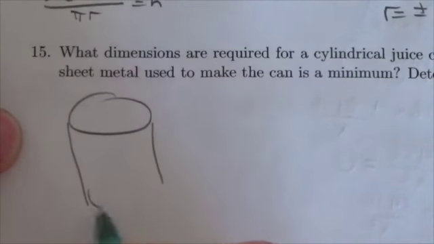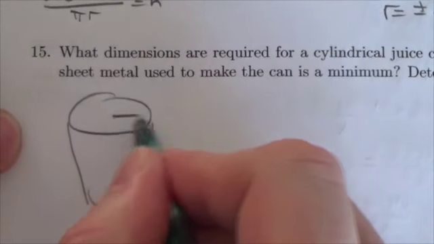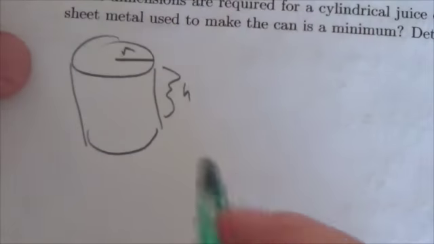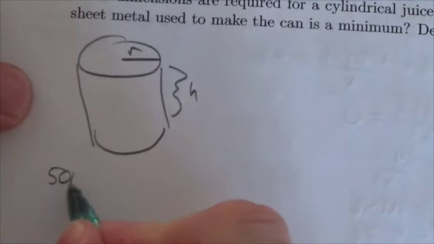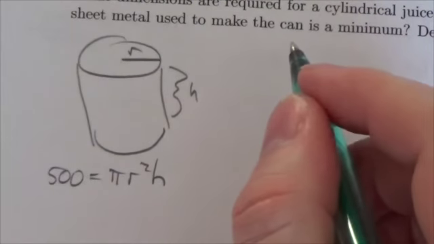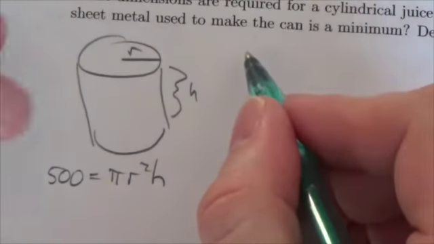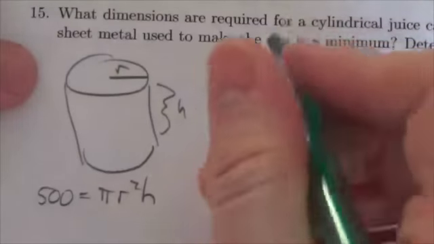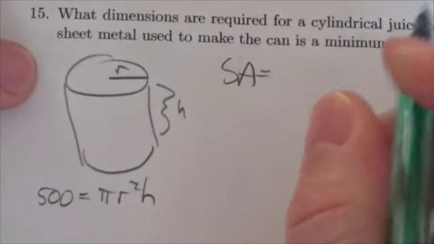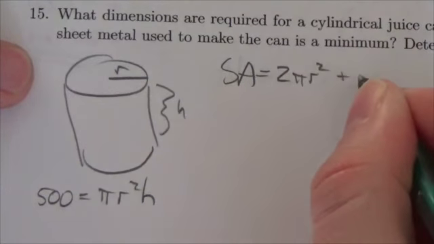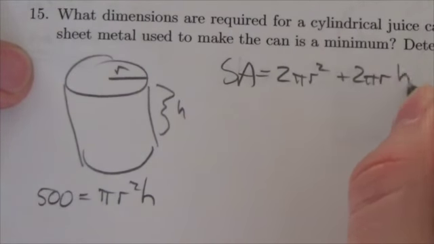But here again we've got our can, r and h. This time we know the volume. What we want to do here is minimize the surface area, and surface area will be 2 pi r squared plus 2 pi r h.